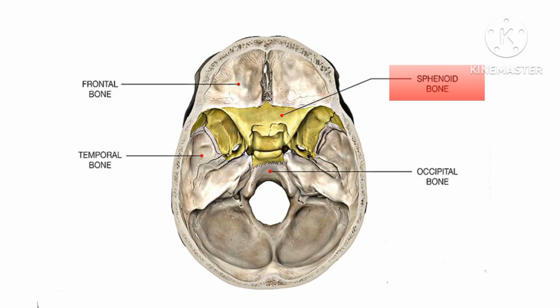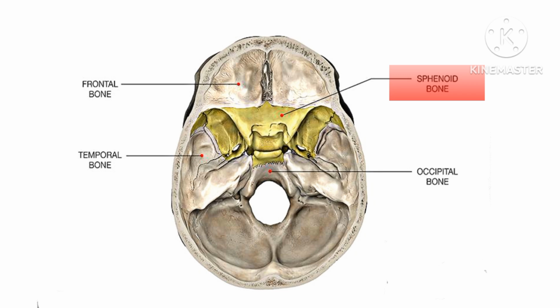I am going to discuss the sphenoid bone. The sphenoid bone is a single, butterfly-shaped bone located at the base of the skull. It acts as a central keystone of the cranium, articulating with several other cranial and facial bones.